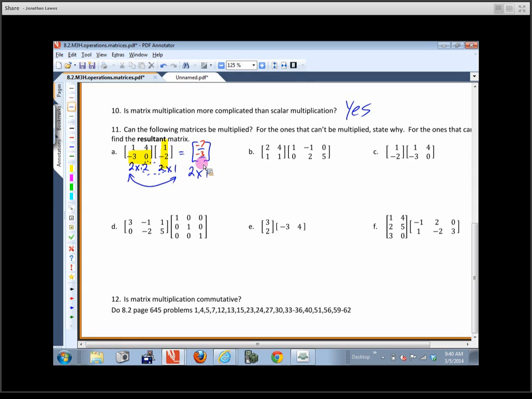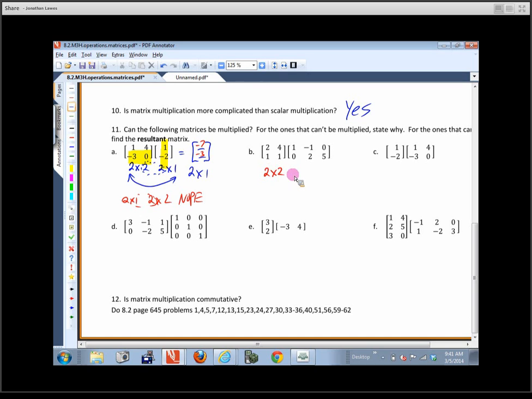Is matrix multiplication commutative? Can I move it around? That's the answer to question 12 right here. I can't, because if I were to take the 2 of these and I tried to do a 2 by 1 by a 2 by 2, are the inner dimensions the same? Nope. So you can't multiply them. Okay? You with me? All right, let's take a look at this one right here.